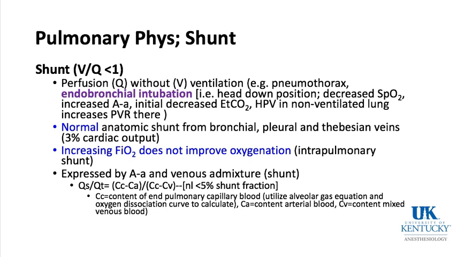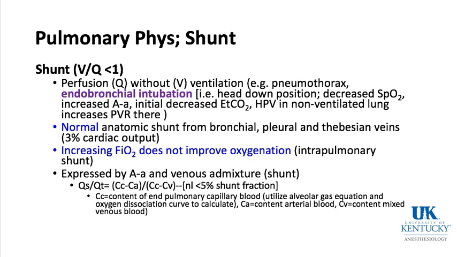And one of the classic ways for this to happen is an obese patient undergoing robotic surgery or laparoscopic surgery. You put them in a head-down position. The abdominal contents move up towards the lung, push the diaphragm up, and the tube slides down a bit, and suddenly your peak airway pressure goes up, your saturation drops, and you have a situation where you have an endobronchial intubation. So endobronchial intubation decreases saturation because only one lung's being ventilated. It increases the AA difference, that's shunt.